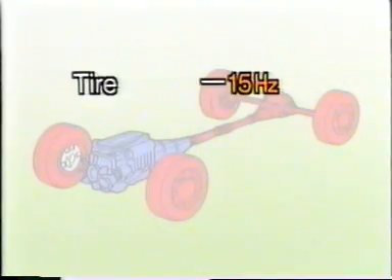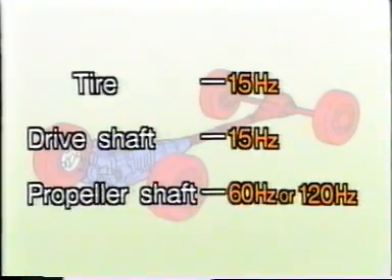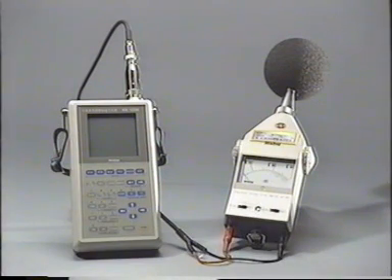The next step is to calculate the frequency of the vibration of individual components at a vehicle speed of 90 kilometers per hour when the noise is most noticeable. Now we will measure the frequency of the booming using a sound meter and a frequency analyzer.